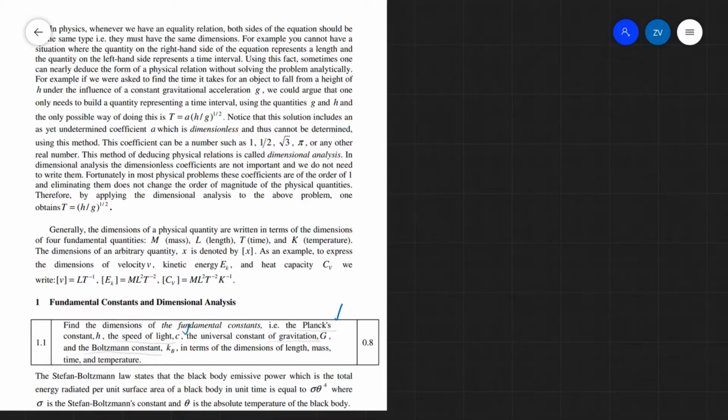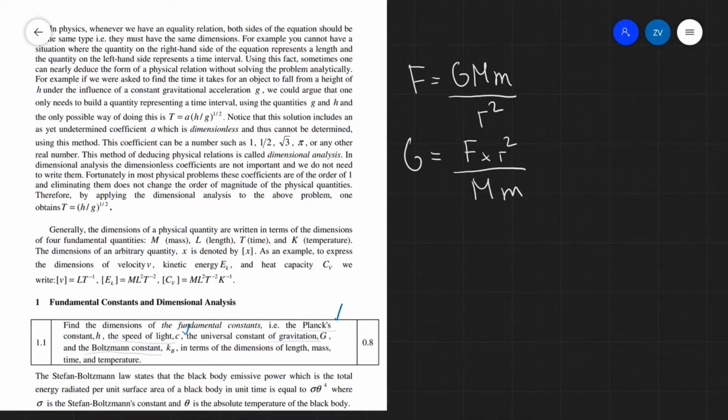Next one up is the universal constant of gravitation, G. For that, we're going to use Newton's law of gravitation, which says that the magnitude of the gravitational force is equal to GMm over r squared. What I'm going to do is simply rearrange for the gravitational constant, and this will be equal to F times r squared divided by the product of the masses.